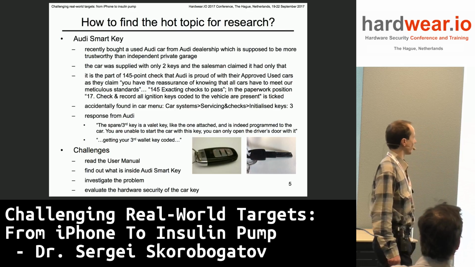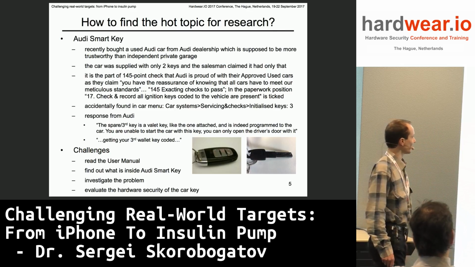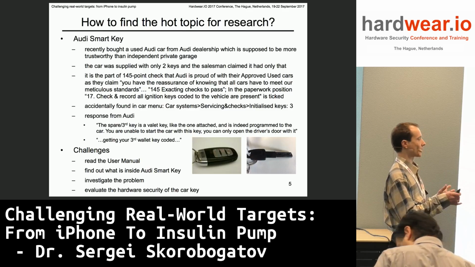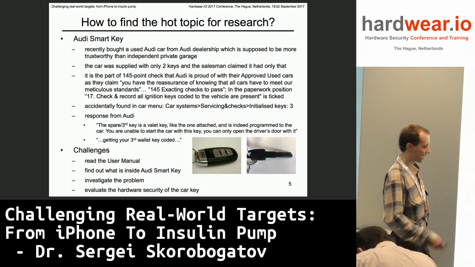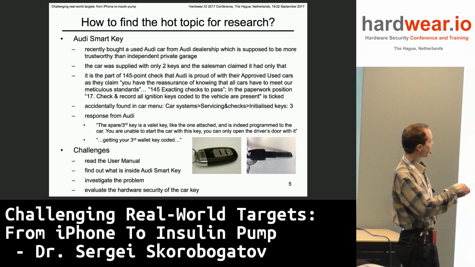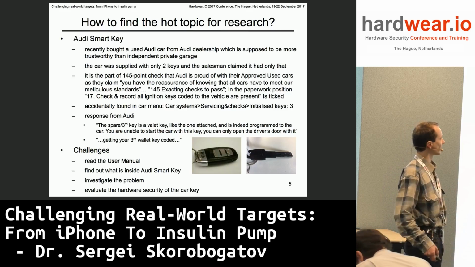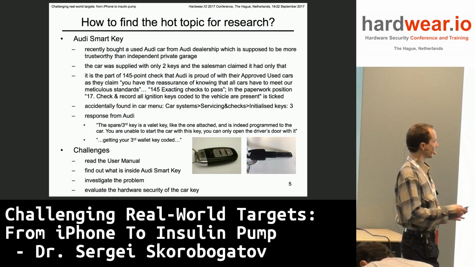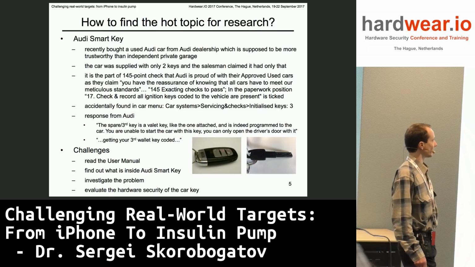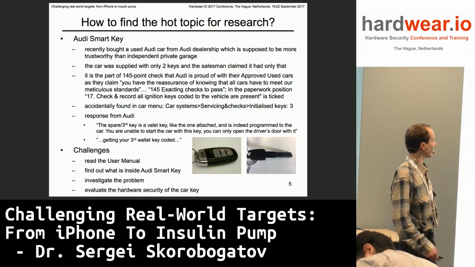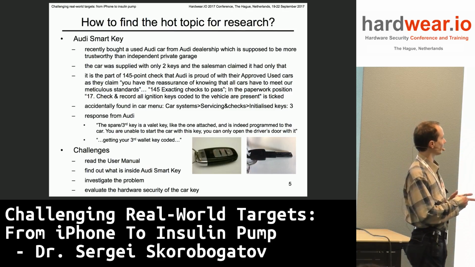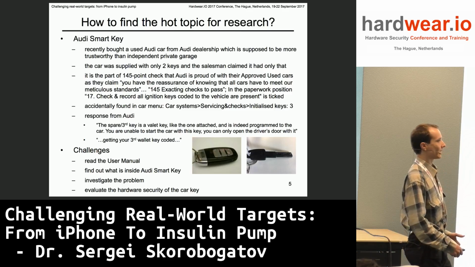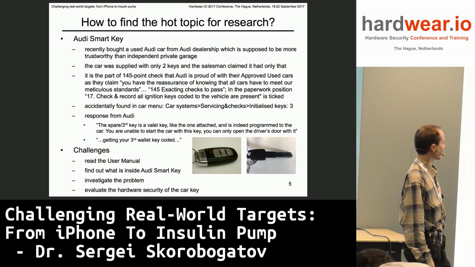So the obvious challenge is to look into the user manual, because people don't look into the user manual, and it actually shows that the car should come with 2 normal keys, which is a radio control key and the third spare key, and the manual says that this spare key can actually be used to start the engine. So I decided, just for curiosity, to look inside and to see what is inside the car key and how secure it is.